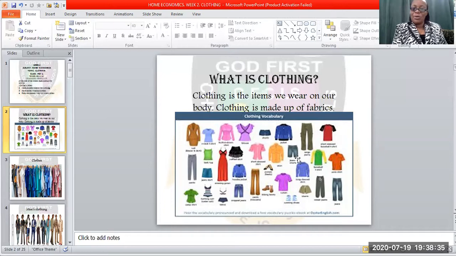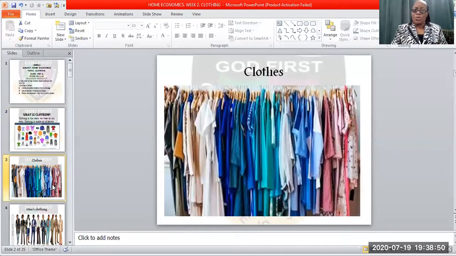Now, if you look closely at this slide, you will see different types of clothing for human use. These are examples of clothes. We move further down to the next slide and we have more examples of clothes. When you see these, you know that these are clothes meant for wearing. On this hanger, we have so many assorted types of clothes.